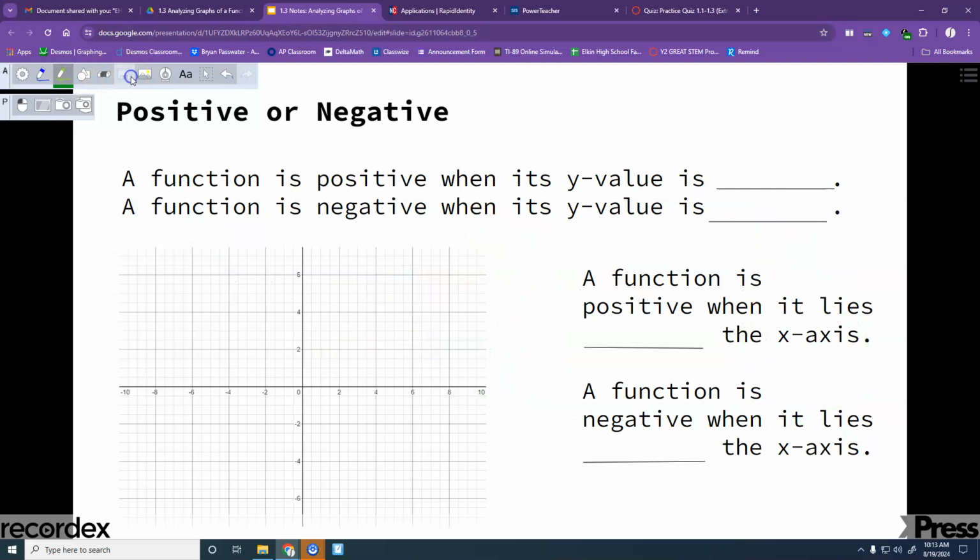Okay, positive and negative is different than increasing or decreasing. Students get them mixed up a lot. But for positive, a function is positive when its y value is positive. And a function is negative when its y value is negative.